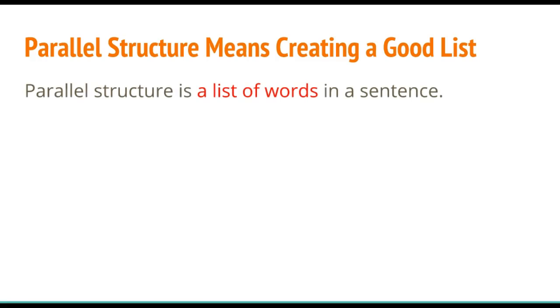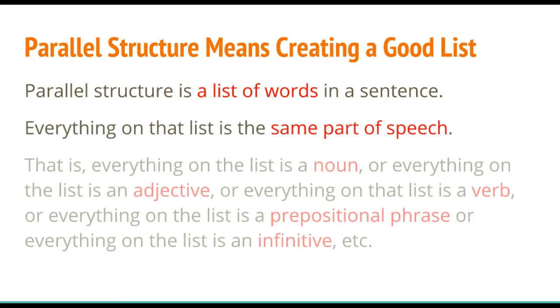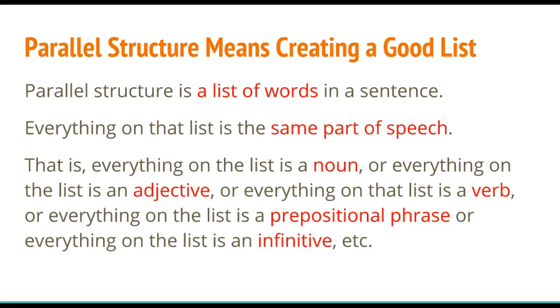Parallel structure is a list of words in a sentence. Everything on that list is the same part of speech. So that means everything on your list in a sentence is a noun, or everything on the list is an adjective, or everything on the list is a verb, or everything on the list is a prepositional phrase, or everything on the list is an infinitive.